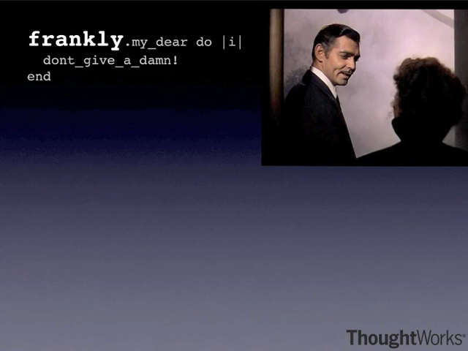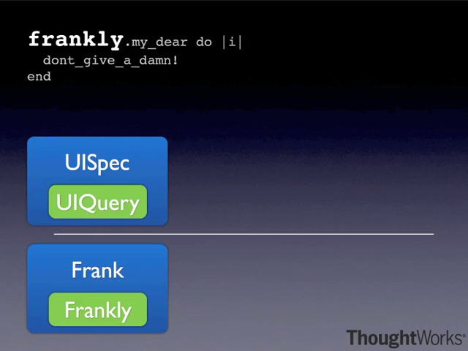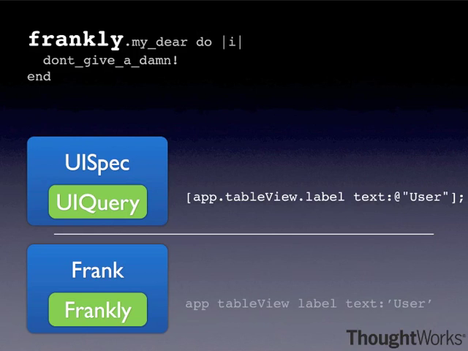UISpec uses a query language called UIQuery. That was what we looked at before with the app.tableView, and it's Objective-C, with dots and square brackets everywhere. Frankly is the same thing, but without the dots and square brackets. The UI query command that we had before is quite readable to all of us, but I found when I show this kind of code to non-Objective-C developers, they completely freak out.